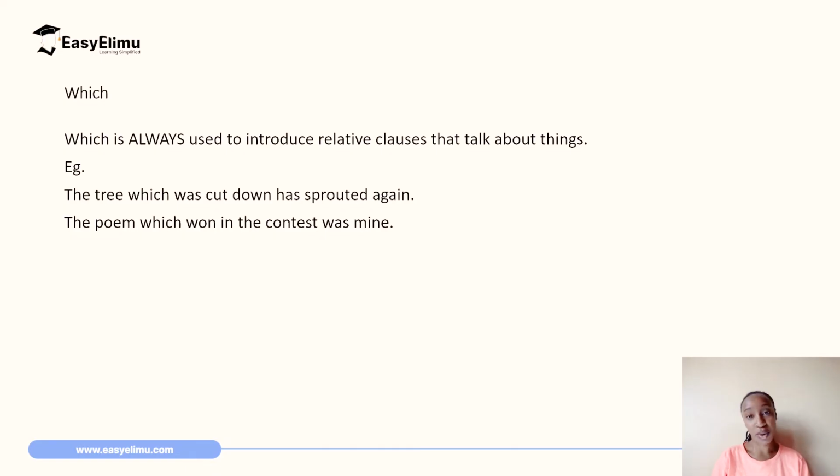Lastly, we are going to talk about the relative pronoun which. This relative pronoun is used to introduce relative clauses that talk about things only. It cannot introduce people or animals, only things. For example, the tree which was cut down has sprouted again. The poem which won in the contest was mine. So you can see it is introducing things.